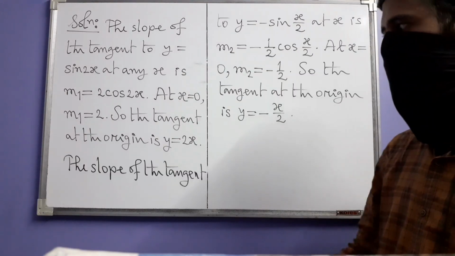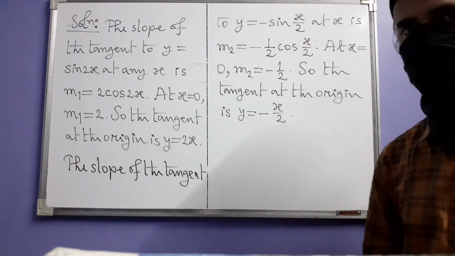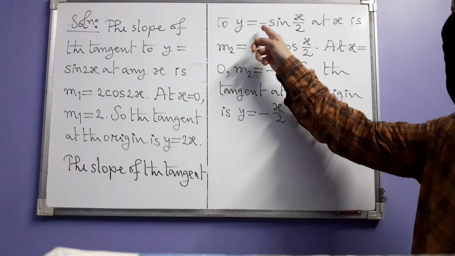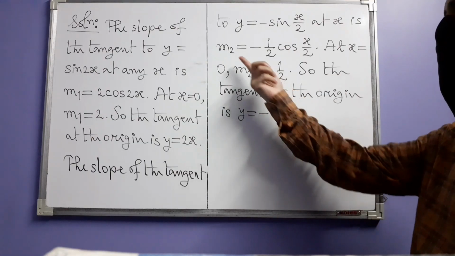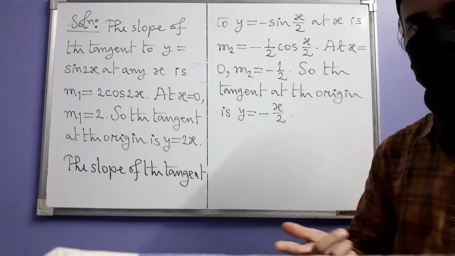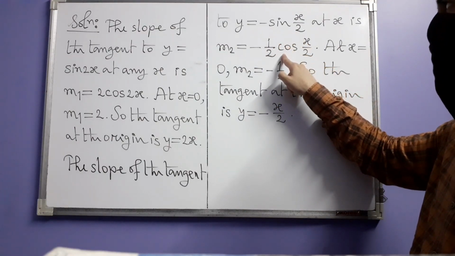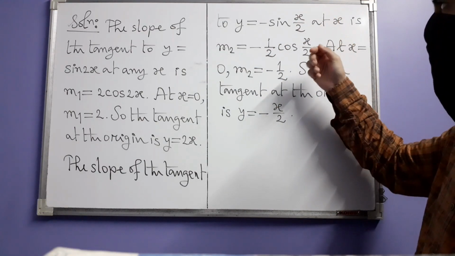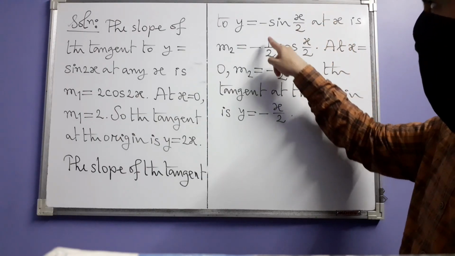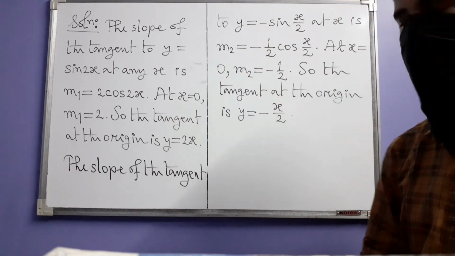Now we do the similar thing for the other curve, y equal to minus sine x divided by 2. The slope of the tangent to this curve at any point x is this m2. Again you differentiate this using the chain rule. Differentiating the outer sine function gives you cos x divided by 2, and then you differentiate the inner room, which gives you 1 divided by 2. Because there was already a minus sign, you find a minus here.